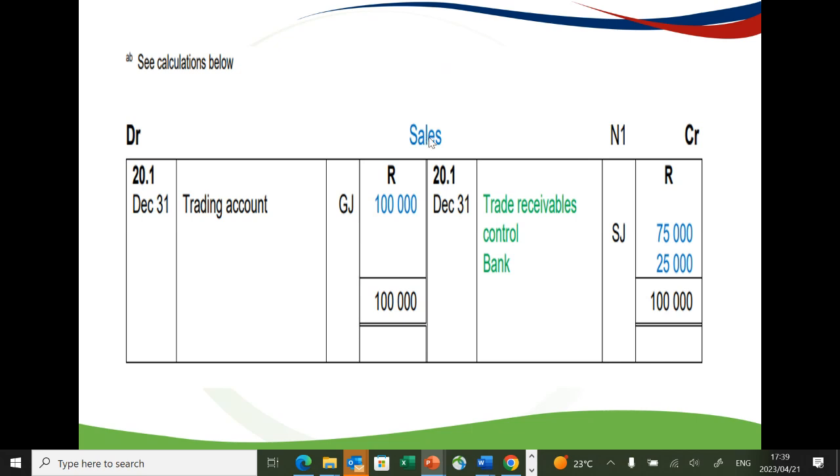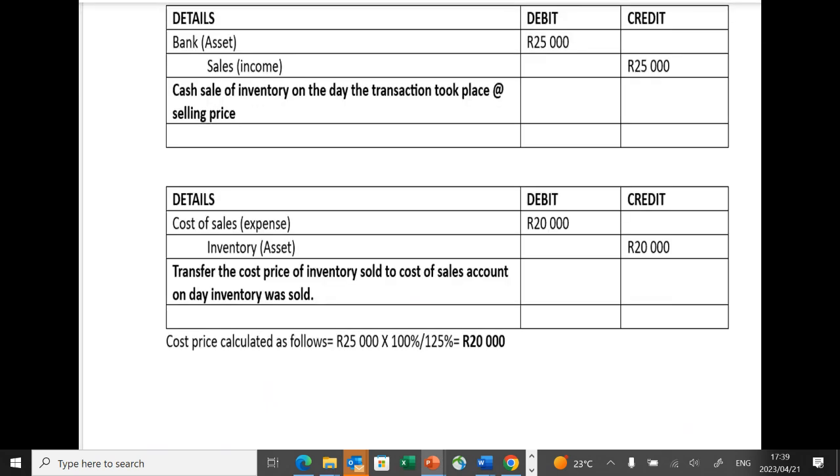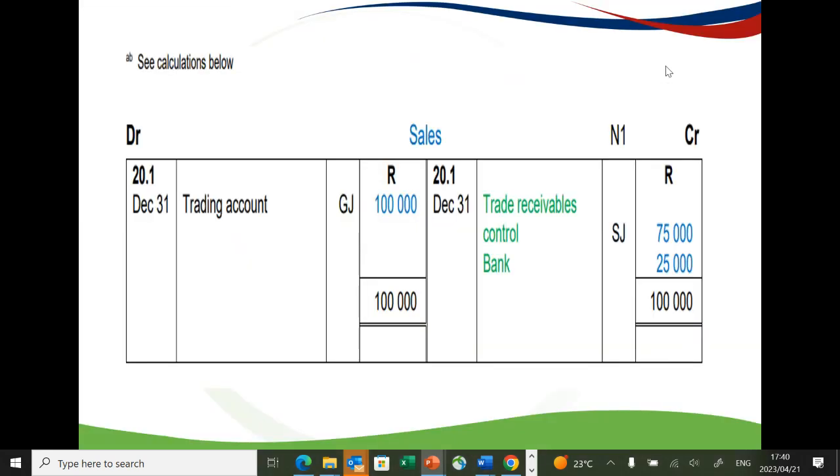So sales has been credited by what? By that 75,000. When we credited sales, what did we debit? We debited trade receivable control because we made a credit sale. Then let's go back. Is there any other transaction that affects sales? Here, yes. When we make a sale, we debited the bank, then we credited what? We credited sales. So we go to the credit side of the sales account, you post that 25,000.